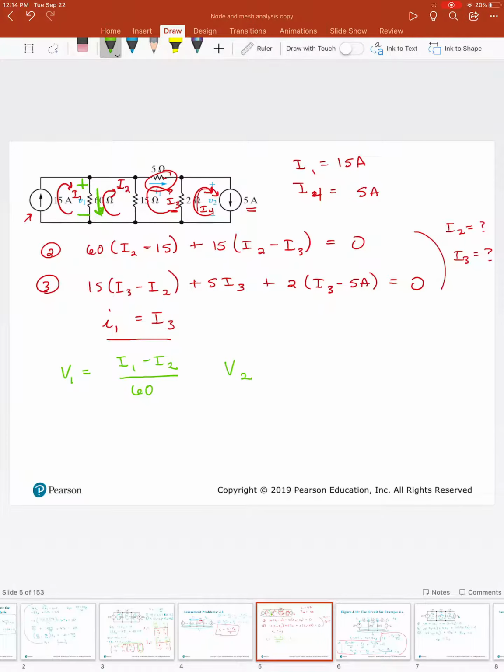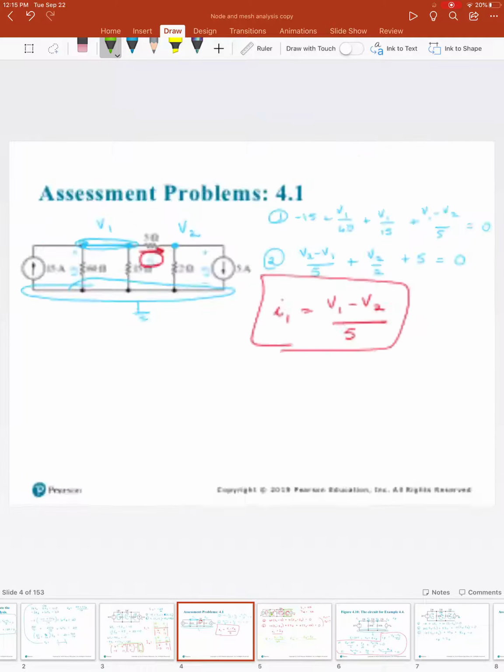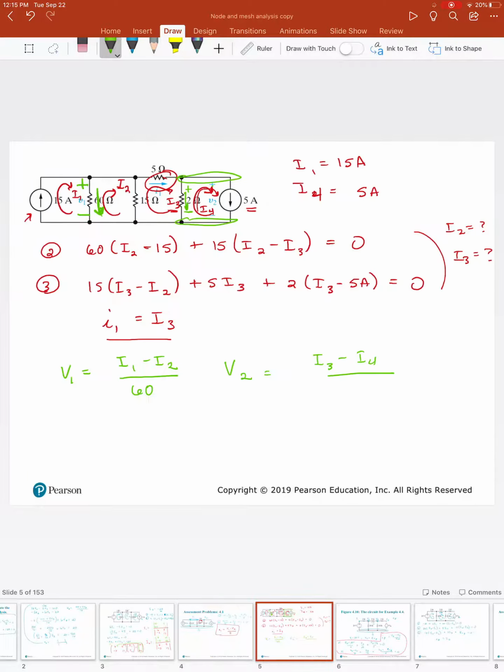And then V2 is kind of the same thing. Realize that this current source and this 2 ohm resistor share two common nodes. They're in parallel, and so this voltage V2 is actually the voltage across this 2 ohm resistor. Once again, we've made an assumption the current is going in this direction, so it's I3 minus I4 divided by, and I wrote so much on this circuit I can't even see what that resistor is, divided by 2 ohms.